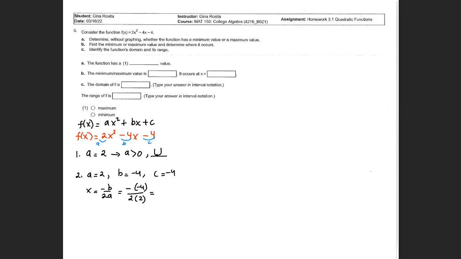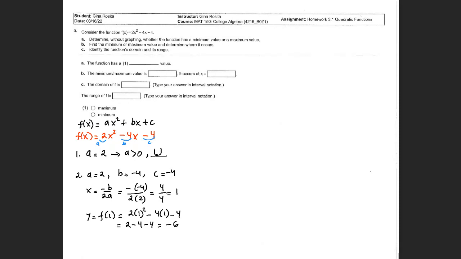So the answer is negative times negative is 4, positive, yeah? 4 over 4 is 1. So now y is f of 1, yeah? So just change. So 2 times 1 squared minus 4 times 1 minus 4. So the answer becomes 2 minus 4 minus 4. The answer is negative 6.